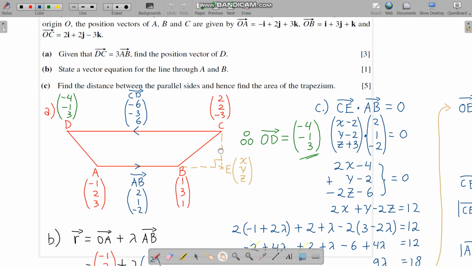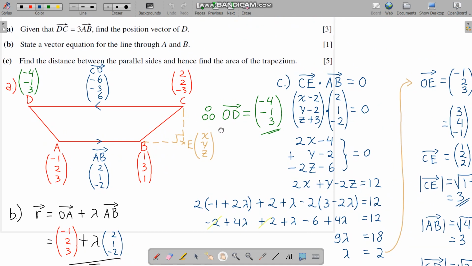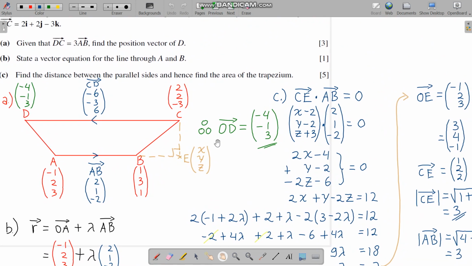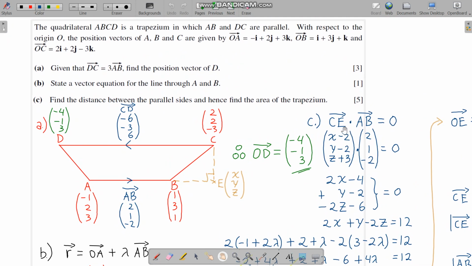Find the distance between the parallel sides. So this is complicated. And find the area. Okay, since they are parallel, we need to find the height to find the area. So let's just draw this additional point E. Let's say the coordinates are x, y, z.